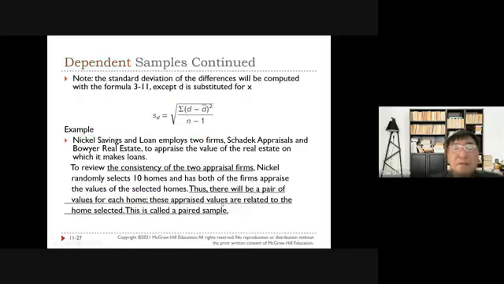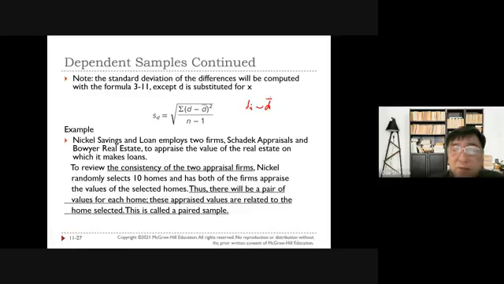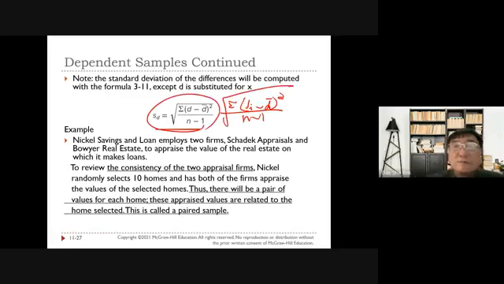Okay, then for SD, it is di minus the average difference, squared, summation, divided by the degree of freedom, then the square root. That is the standard deviation.